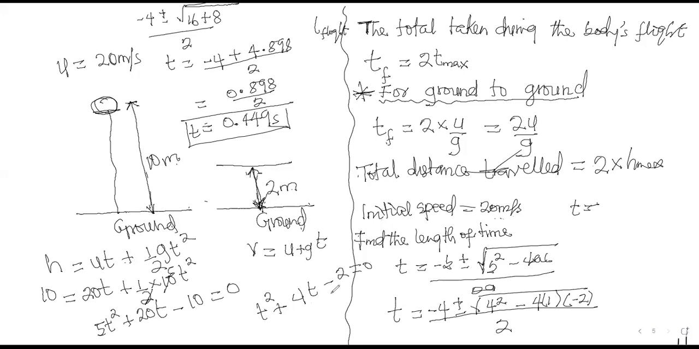Imelda, yes? Sir, please, I don't understand. Which one? From where you got the 5T squared plus 20T minus 10 equal to 0.